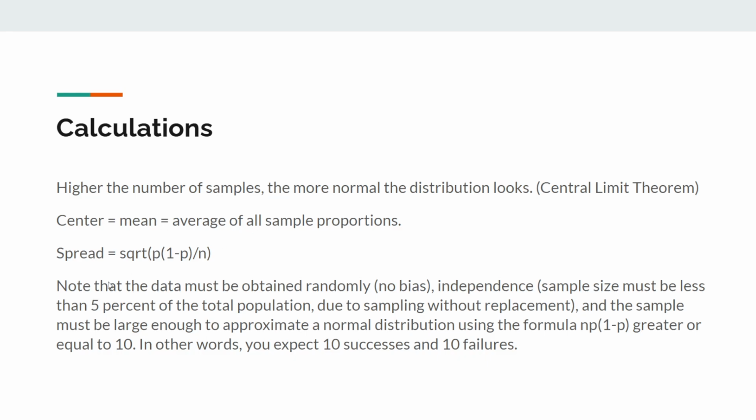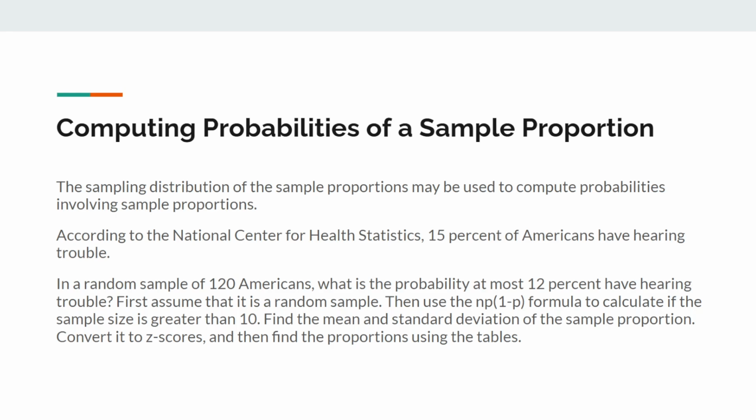Simply put, you would use all these formulas. The square root of the proportion times 1 minus the proportion divided by the sample size gives you the spread, or basically the standard error of the proportion.